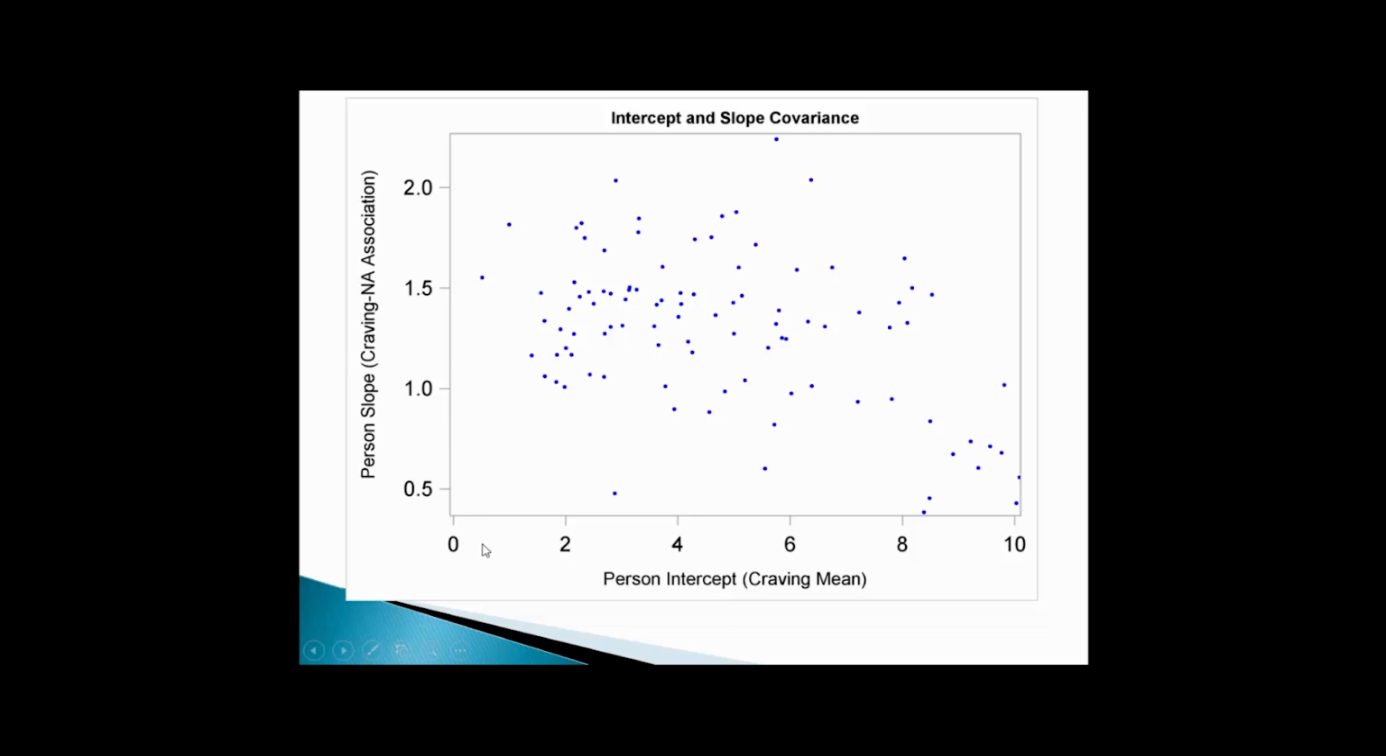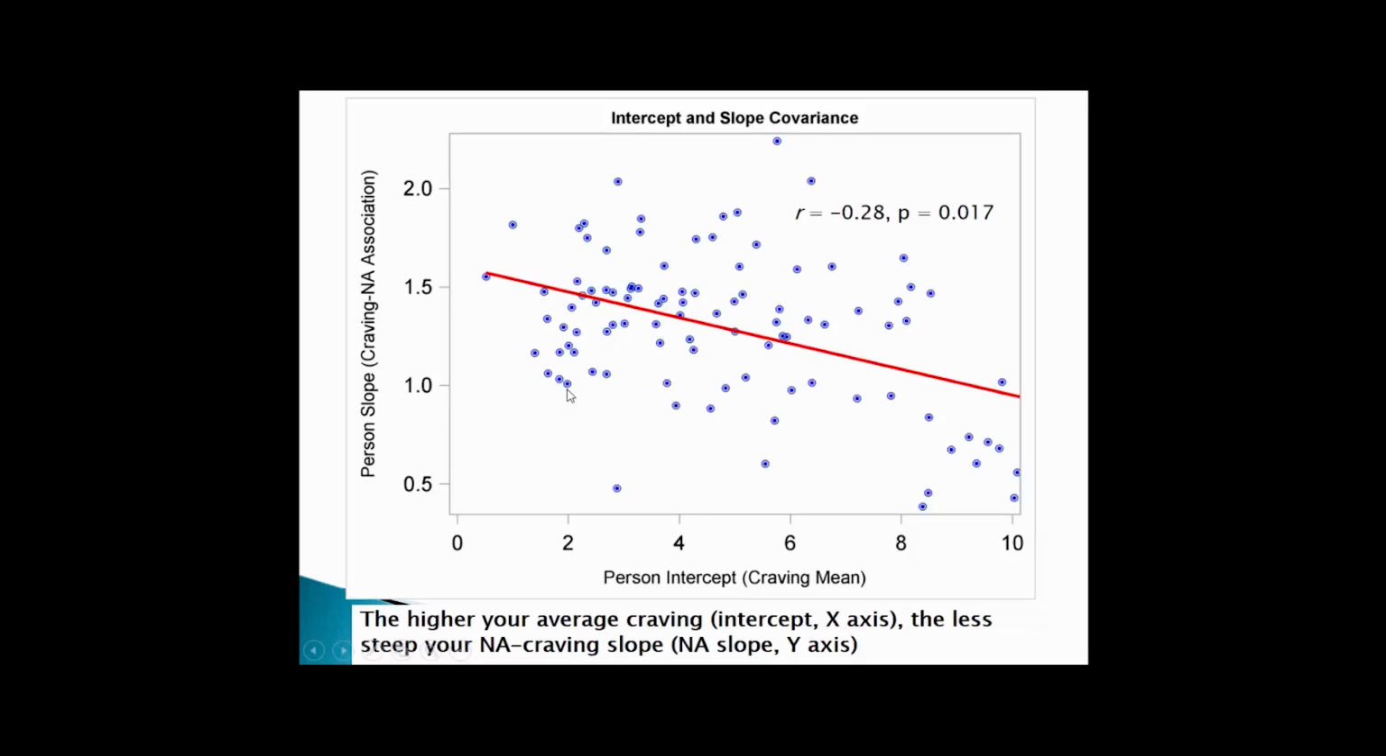And on the x-axis you have the person's craving mean, so just their average during typical moments. And what you can see is a scatter plot. Each point is the data for a specific person. It's the intersection of their slope and their intercept, right? Their craving negative affect association with their craving mean. And if we cut a line through those, you can see that there's a trend here.